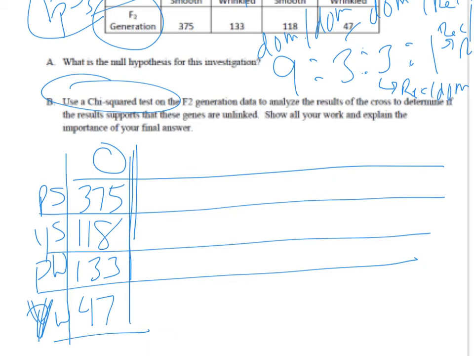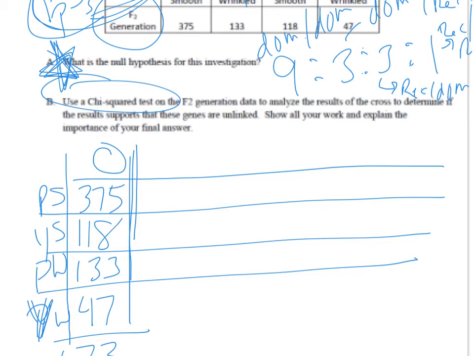I observed a total, it didn't give me that in my information, so I need to add these up. So 375 plus 118 plus 133 plus 47. So I observed a total of 673 kernels. Okay, now I need to take this ratio that I got back here in part A, from my traditional cross for my F2 generation. To find my F2 generation, what would my outcome have been? So it should have been 9 out of 16 look dominant, right?